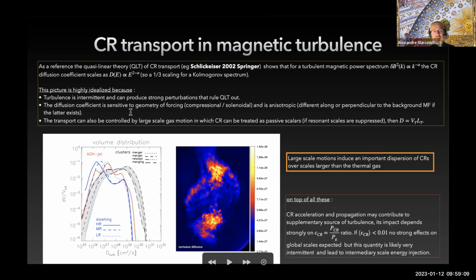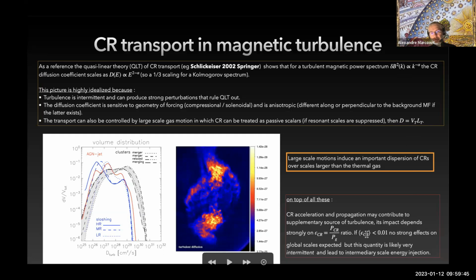But the problem in the cluster is that the turbulence is highly intermittent. So you can have strong spikes, which can rule out quasi-linear theory. The diffusion coefficient is also sensitive to the geometry of the forcing, and you can have different sources of forcing in turbulence, and its anisotropy. Also, as the mean free path of cosmic rays can be small, transport can also be controlled by the large-scale motion of the gas. So one simply imposes a diffusion coefficient which is a product of the turbulence speed and the injection scale.